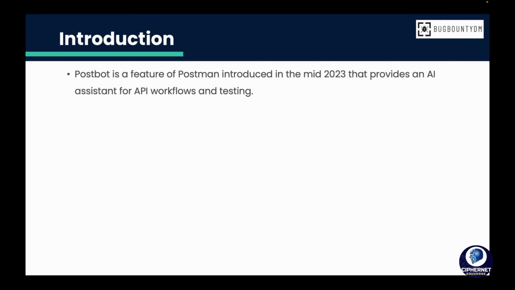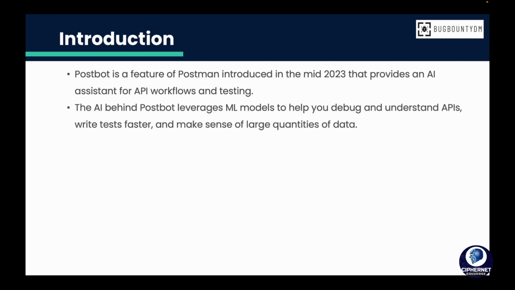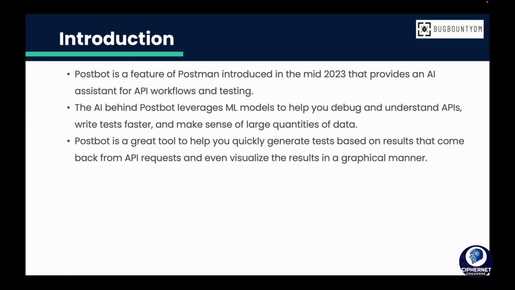Okay. So let's first discuss what Postbot is and when it was launched. Postbot is a feature of Postman introduced in mid 2023 that provides an artificial intelligence assistant for API workflows and testing. The AI behind Postbot leverages ML models to help you debug and understand APIs, write test cases faster, and make sense of large quantities of data. Postbot is a great tool to help you quickly generate test cases based on the results that come back from API requests and even visualize the results in a graphical manner. So you can visualize the response results in a beautiful GUI.